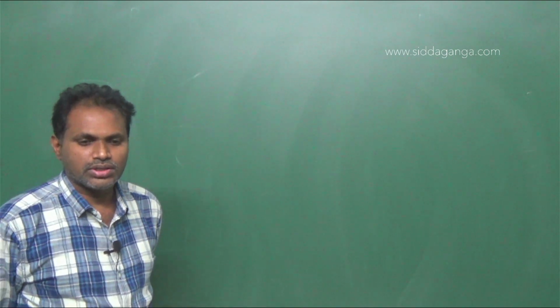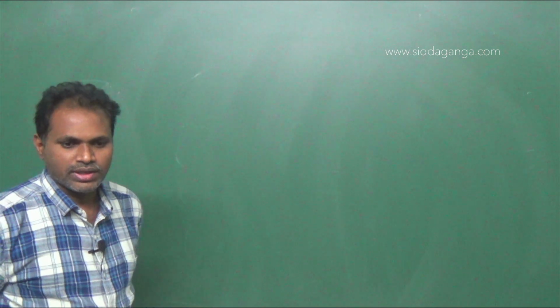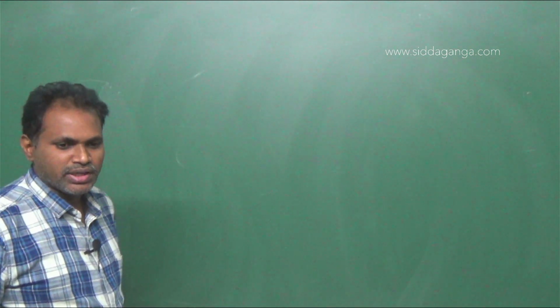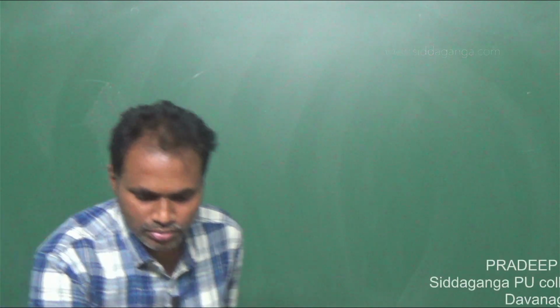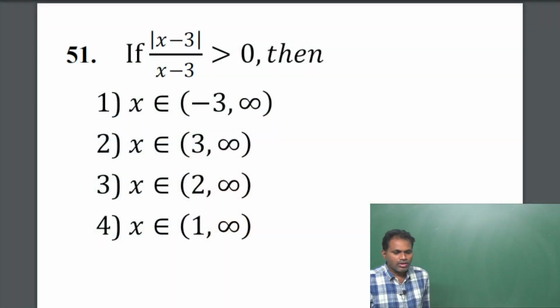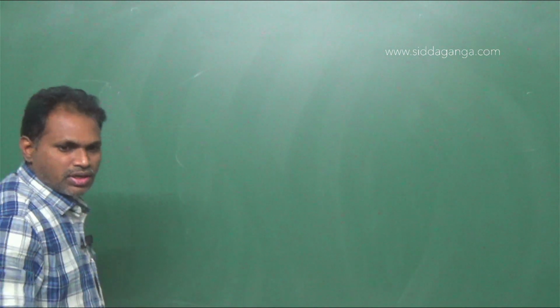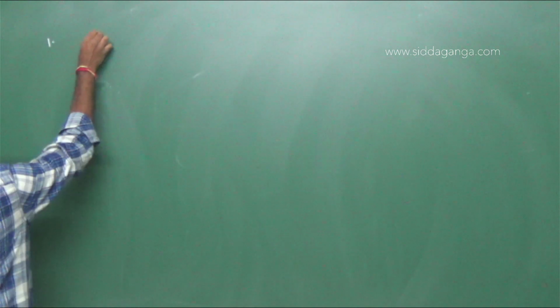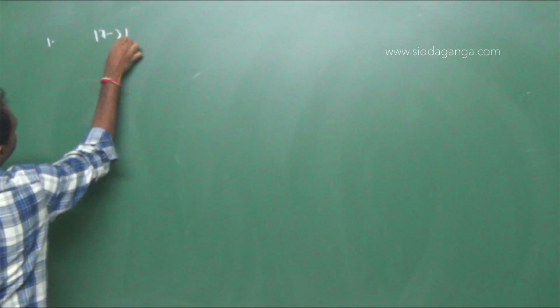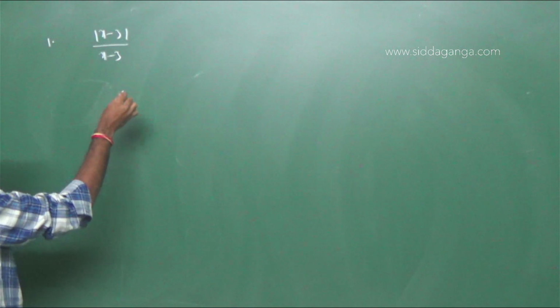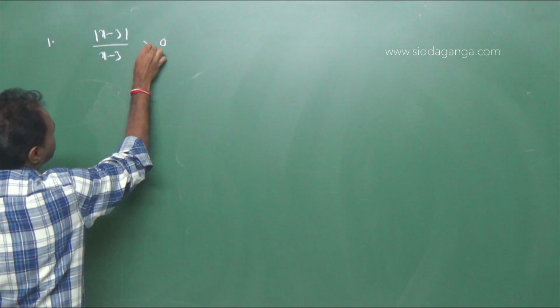Okay, today we are discussing competitive exam number 4, JEE Mathematics, problem number 1. If |x - 3| / (x - 3) > 0, then x belongs to? Now, you are given problem number 1: |x - 3| / (x - 3) is greater than 0.